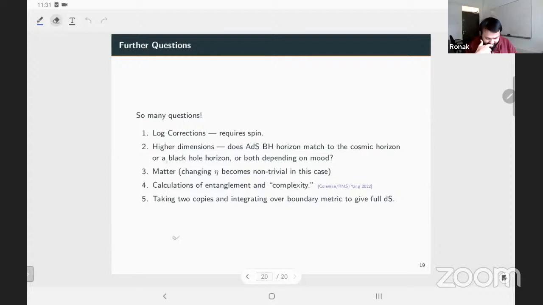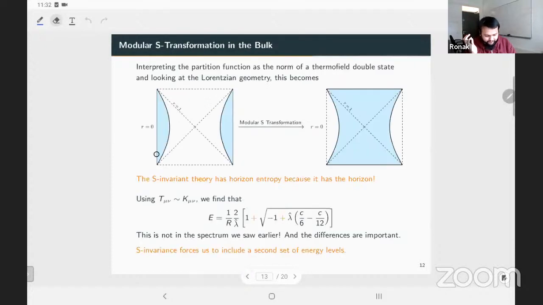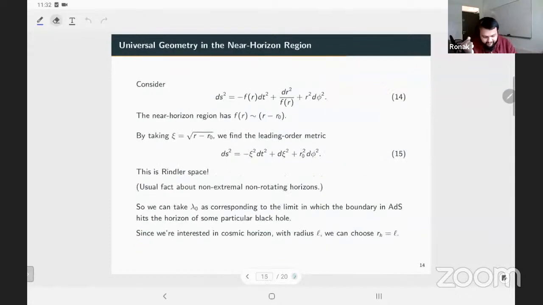The last point is thinking about how to get the entirety of de Sitter, not just one patch of it. And the broad idea is to take two copies of the partition function and integrate over the boundary metric in some way. The hope is that if one copy gives you this region and one copy gives you that region, and we're able to integrate over the metric of the joining region, we might get a theory where the metric everywhere is dynamical, including here. And it includes all of de Sitter. We tried some ideas, it didn't quite work. Yeah, this is the last question. And with this, I would like to end my talk.